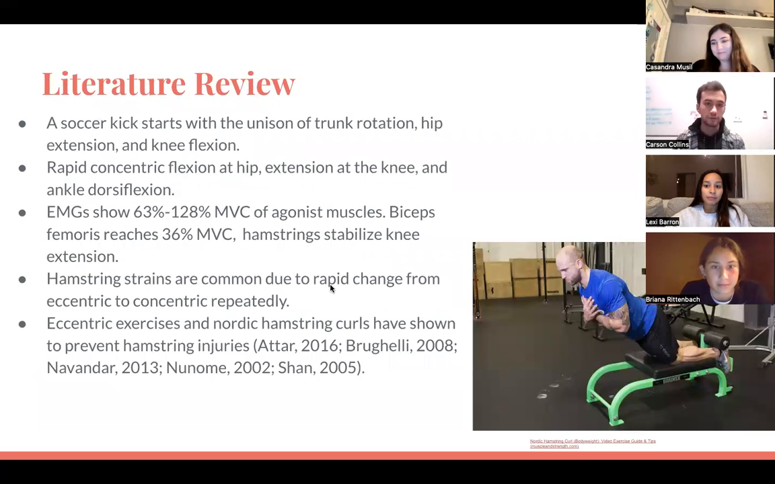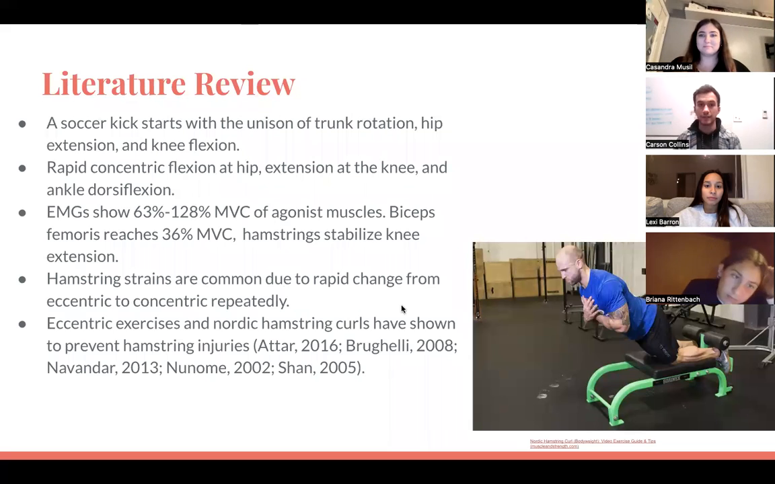So our literature review: an analysis of a soccer kick starts with the extension of the hip and then knee flexion. What literature notes as important is that the difference between an experienced player and a beginner is that an experienced player will also include rotation of the trunk whenever they go to kick. And then the follow through is the hip flexion, the knee extension, and then slight ankle dorsiflexion at contact.